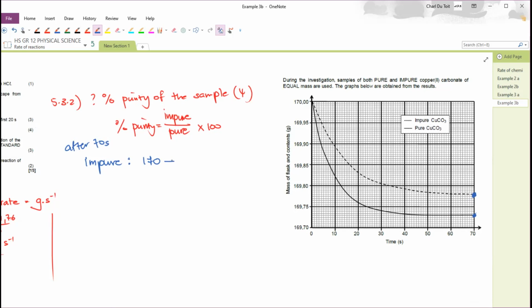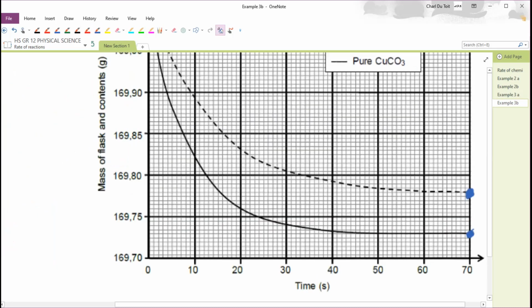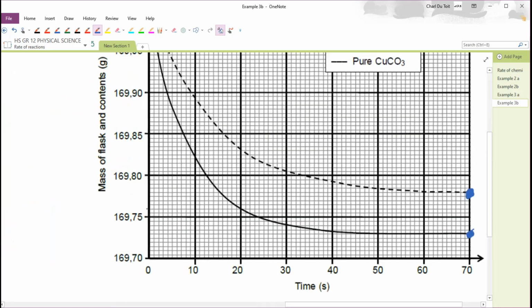Can you read off that? So each 2 lines is 1 unit. 1, 2, 3, 4, 5. So I'll say it's round about here. Do you agree? It's 1, 2, 3. So that's 169.78.